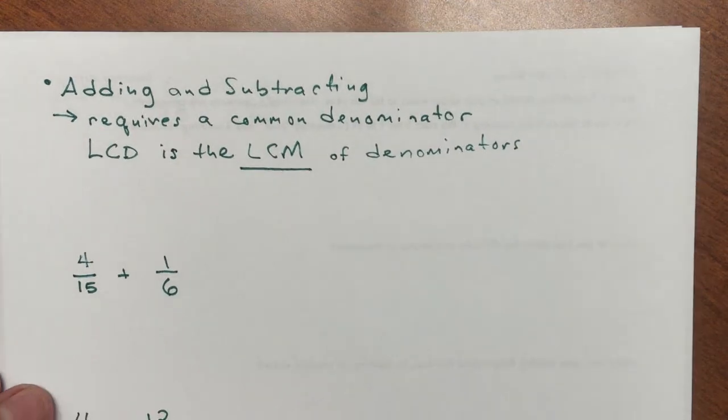Adding and subtracting of fractions. Adding and subtracting requires a common denominator. The least common denominator, a phrase that you should be familiar with, is the least common multiple of the denominators.